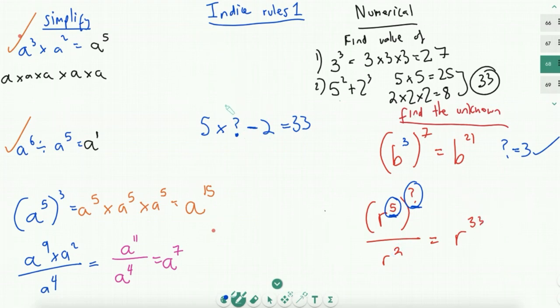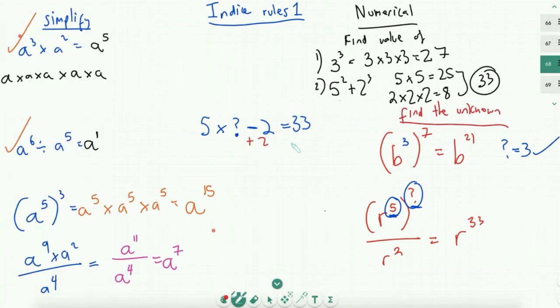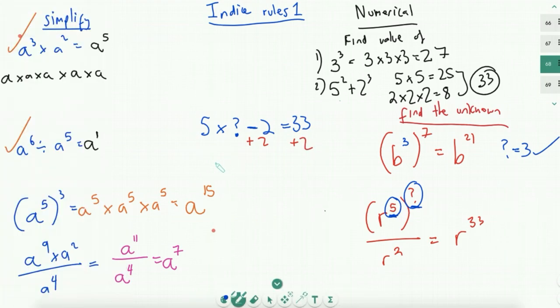And now it's just a simple algebraic equation. We can just reverse it. So 5 times something minus 2 is 33. We'll add 2 to both sides. So 5 times something is equal to, that cancels out, 33 plus 2 is 35. 5 times something is 35. Our unknown must be 7.